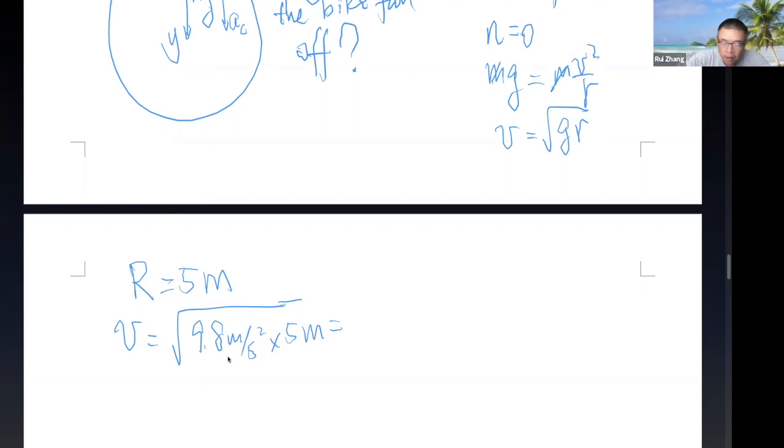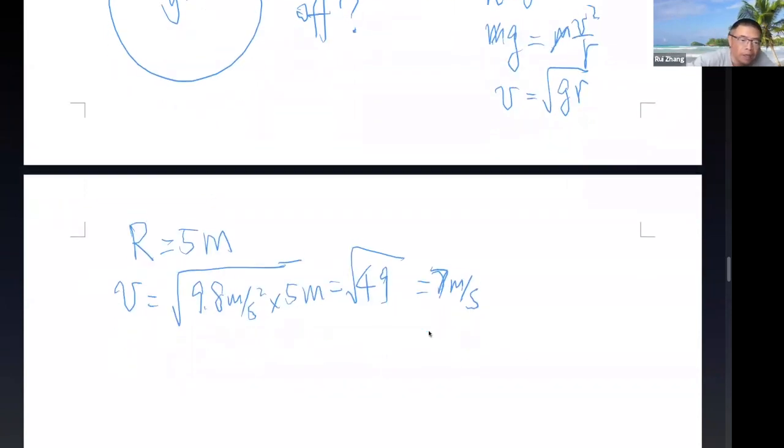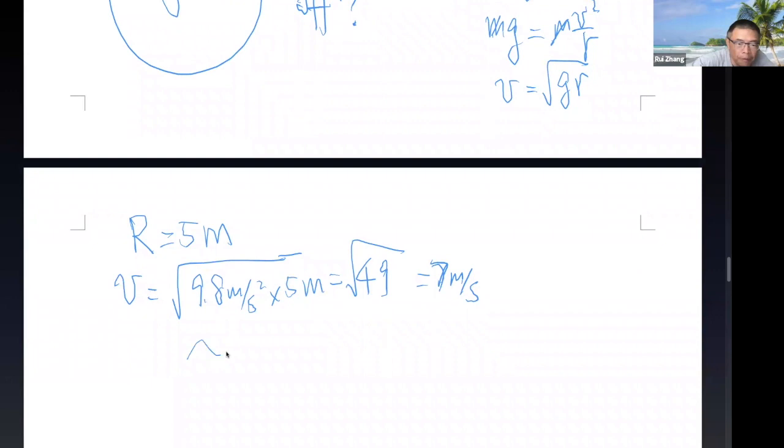So that gives us 49, and square root. That's 7 meters per second. So if we have a specific cage that has a 5 meter radius, the minimum speed we got is 7 meters per second. So that's roughly 15 miles per hour. Close to that. So that number is not a big number, right?